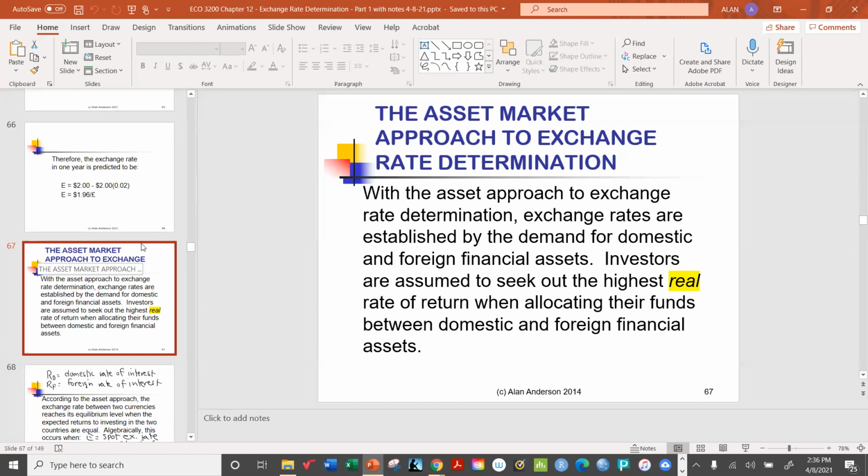And so in the short run, we're thinking that exchange rates are primarily determined by rates of return rather than the prices of goods and services. Okay, because we're assuming that investors are seeking out the highest possible real rate of return when they decide how to allocate their funds between the domestic currency and the foreign currency. So this is a short-term model that we're looking at here, and it is called the asset market approach to exchange rate determination, because again, we are treating the exchange rate as simply an investment that we will buy or sell depending on what kind of rate of return we can hope to get from it.